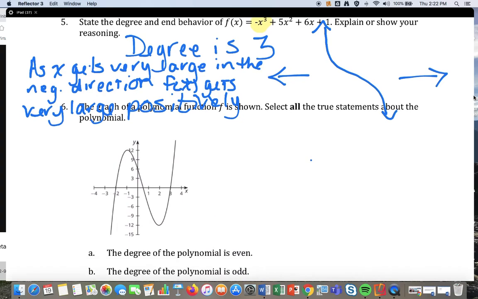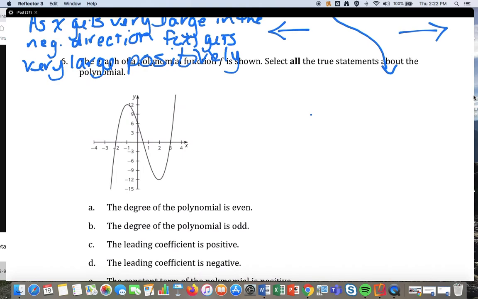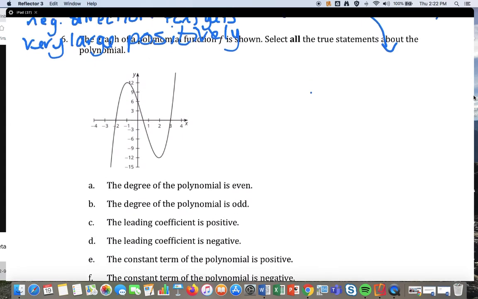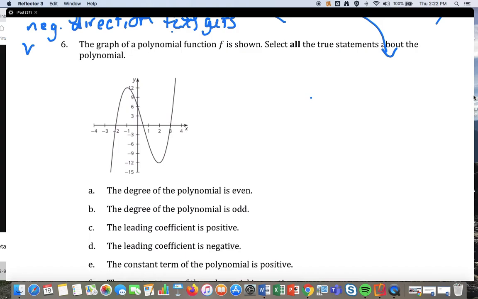So let's move on to number 6 then. The graph of a polynomial function f is shown. Select all the statements true about the polynomial. So this looks like a cubic polynomial to me. It starts low, goes high, makes that snake or S shape around the origin, and then heads up to positive infinity again. So the degree of the polynomial is even? No, because end behavior is going in 2 different directions. So that makes it odd.